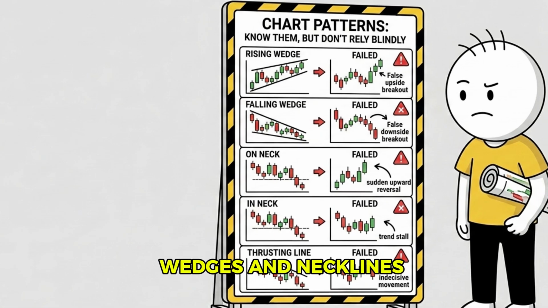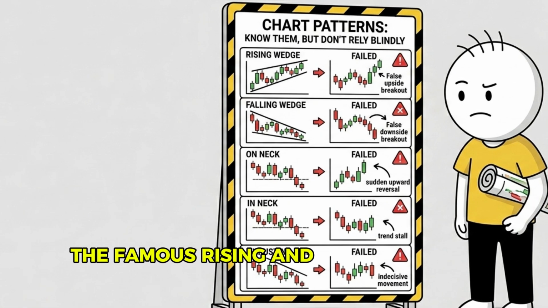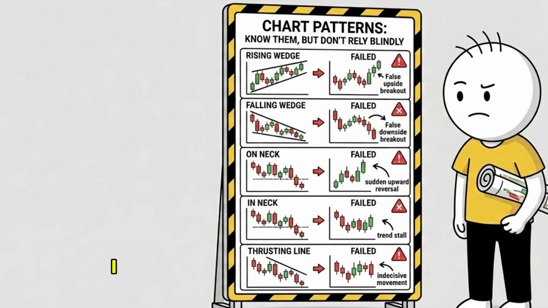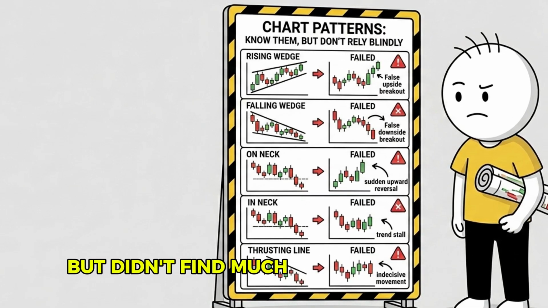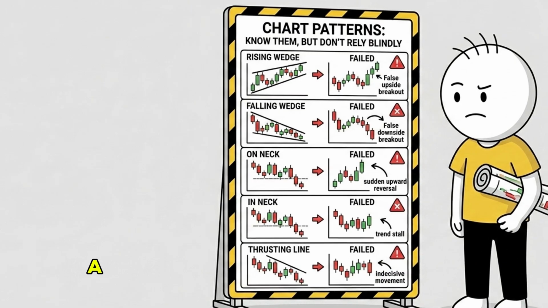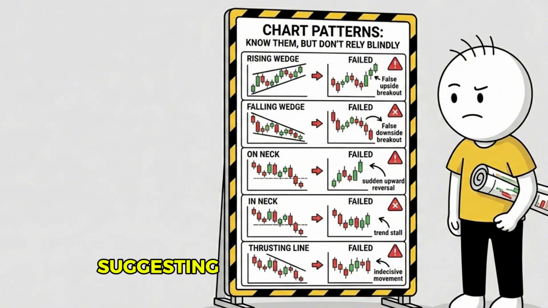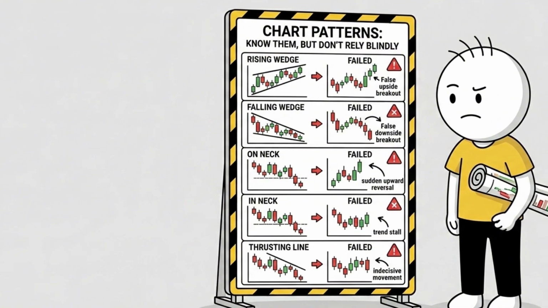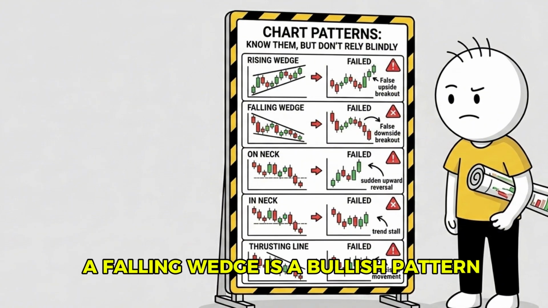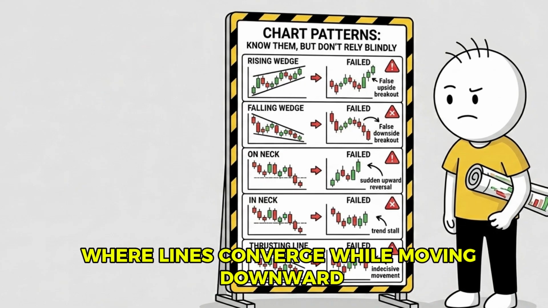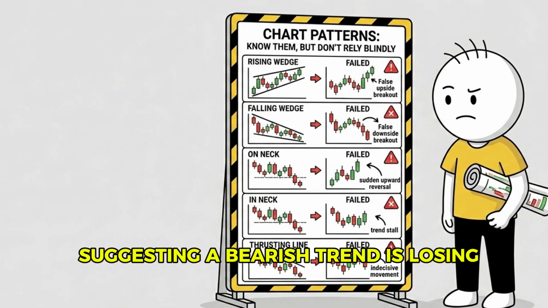Wedges and necklines. The famous rising and falling wedges are next. I used these early in my career but didn't find much success with them. A rising wedge is a bearish pattern where the lines converge while moving upward, suggesting weakening momentum. A falling wedge is a bullish pattern where lines converge while moving downward, suggesting a bearish trend is losing steam.